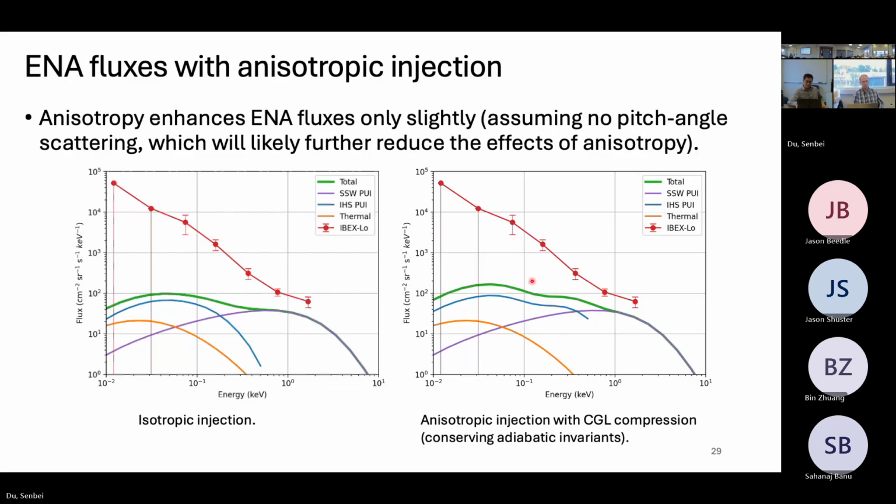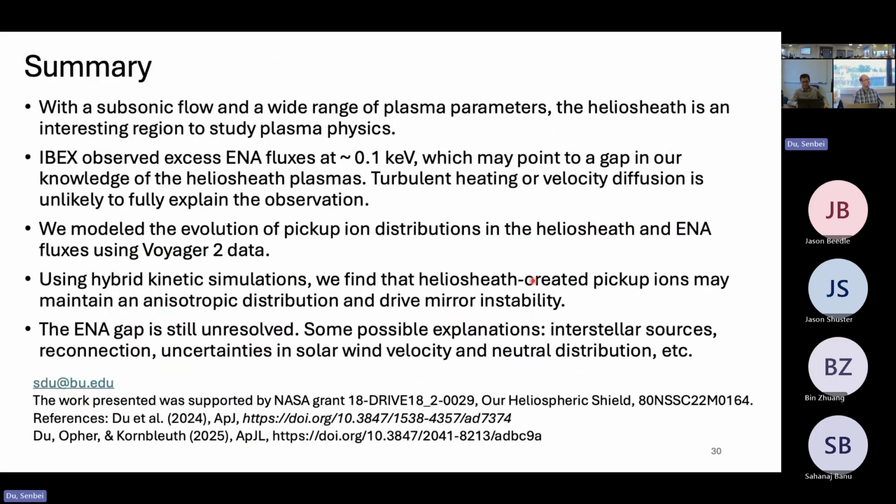And so I think I'll end the story here. It's probably unsatisfying, but I just want to leave with the message that the Heliosheath is still an interesting region to study these plasma physics, and there are still a lot of things to learn from that. And this ENA gap problem is still an unresolved problem.